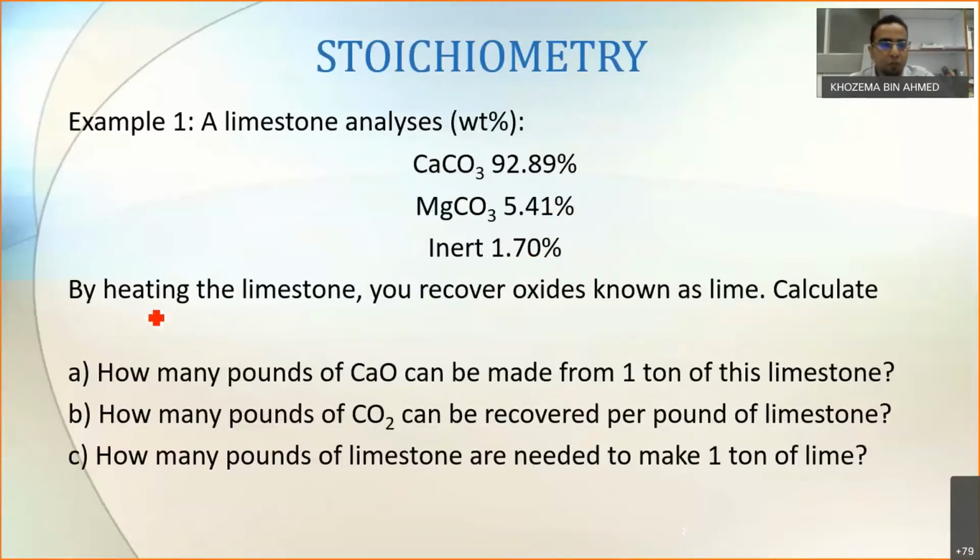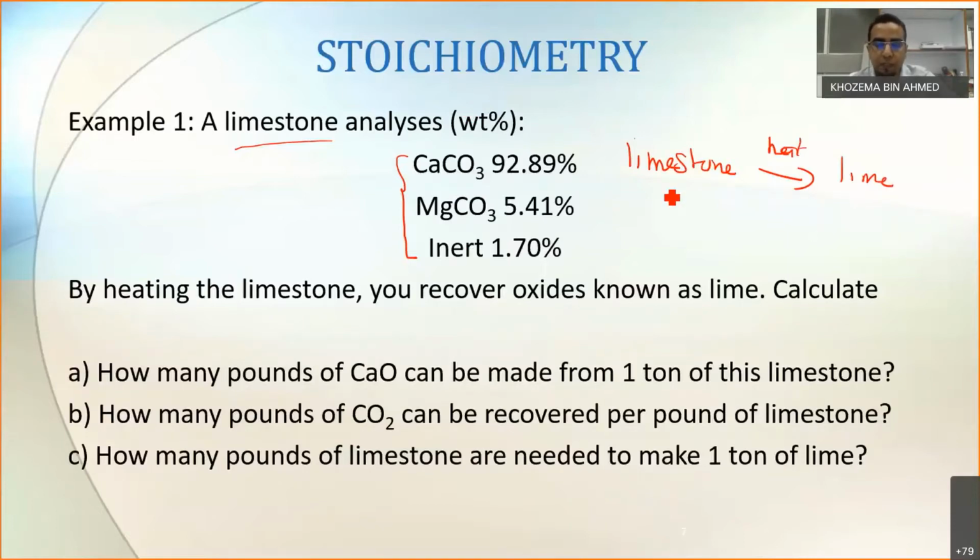So the process here, the reaction, is that by heating the limestone, you recover oxides known as lime. So this is the question. The reaction that is happening is that your limestone, which has this composition, you heat it up and you get oxides known as lime. So basically, let's say you have limestone, you put in heat, so you have heat here and you'll get lime. So this is the reaction that is happening.